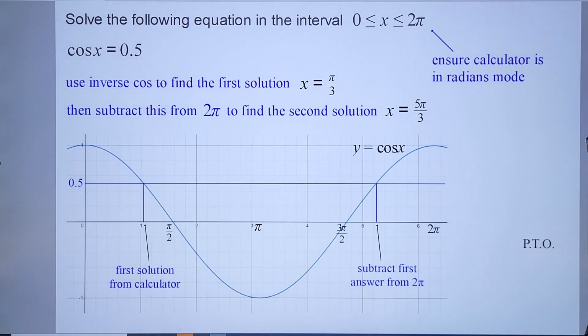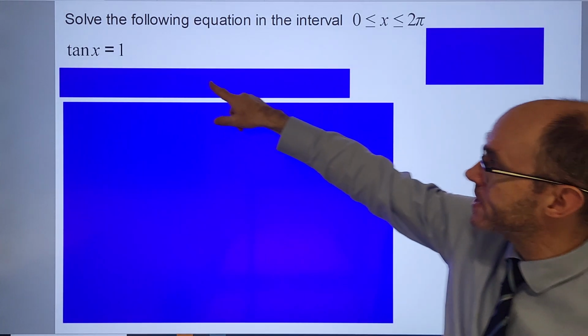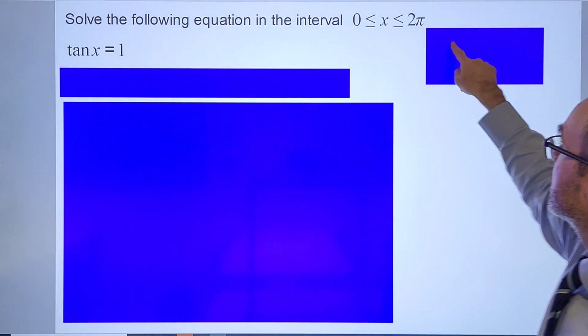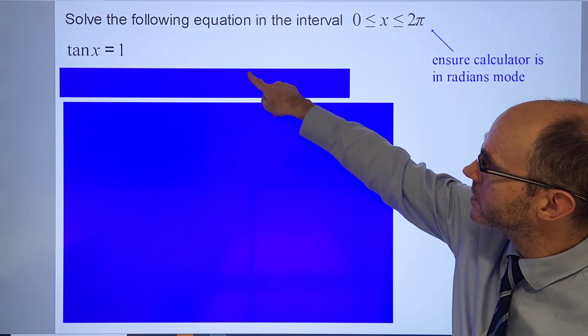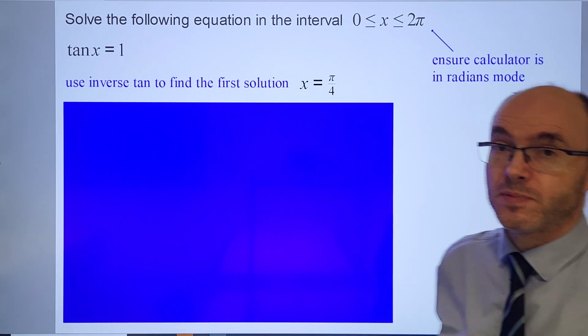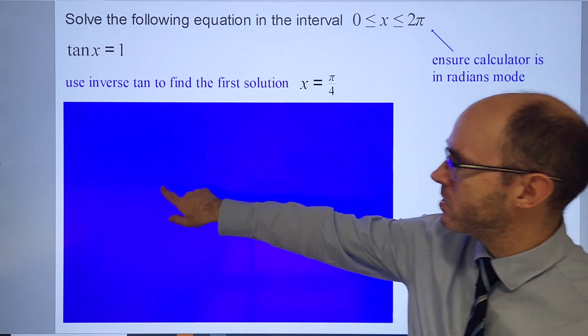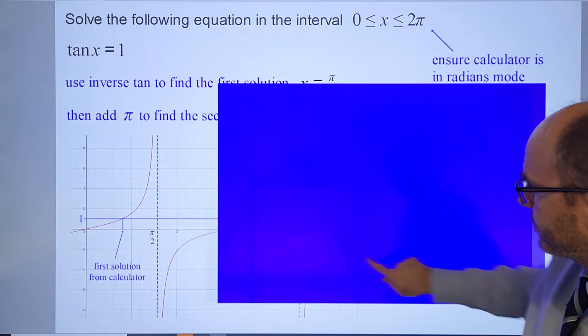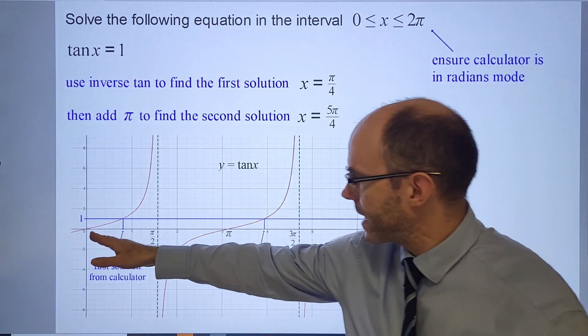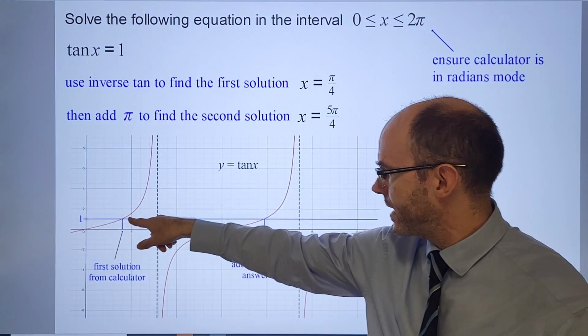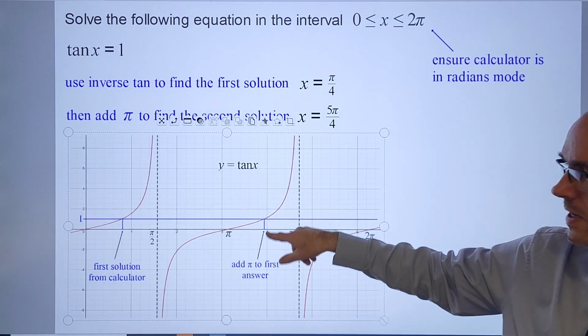Now I'm going to do a tan graph example. Here we go. So solve tan x equals 1. Again, calculator, radians mode. Do the inverse tan, pi over 4. And then considering the tan graph. This is what the tan graph looks like. So you've got an answer here, here. This is the second answer you want.